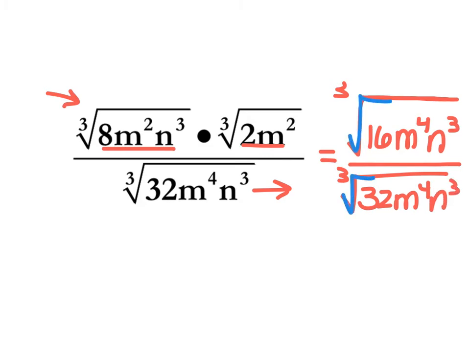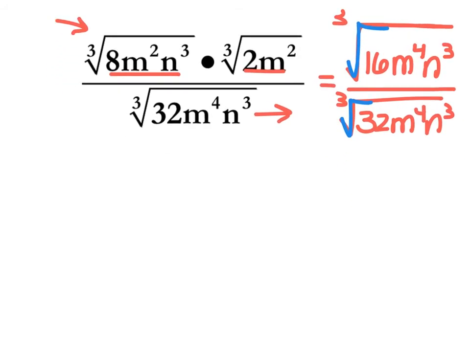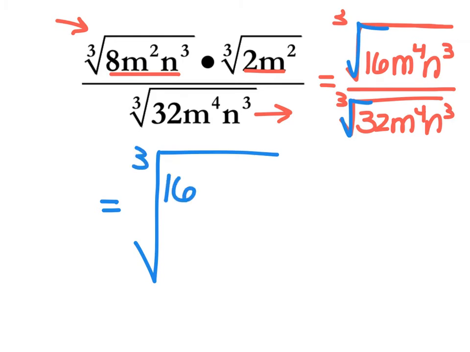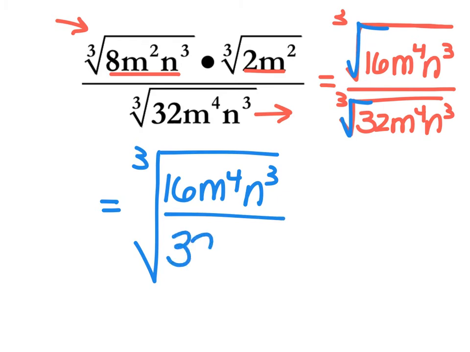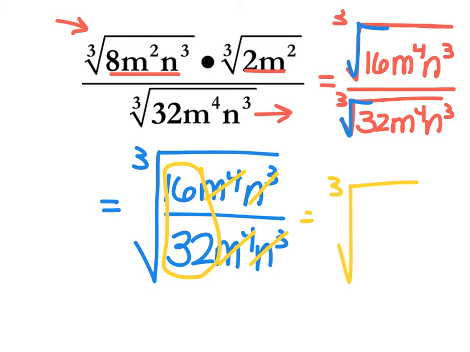Now this looks scary, but yesterday when we were splitting up our radicals, you can actually go backwards. So since they're both cube roots, we can just rewrite this as one big cube root. So this is one big cube root of 16 m to the fourth n cubed over 32 m to the fourth n cubed. And the really cool thing that happens is that the m to the fourths cancel and the n cubeds cancel. The other thing that happens is that 16 over 32 reduces to 1/2. So I have the cube root of 1/2.